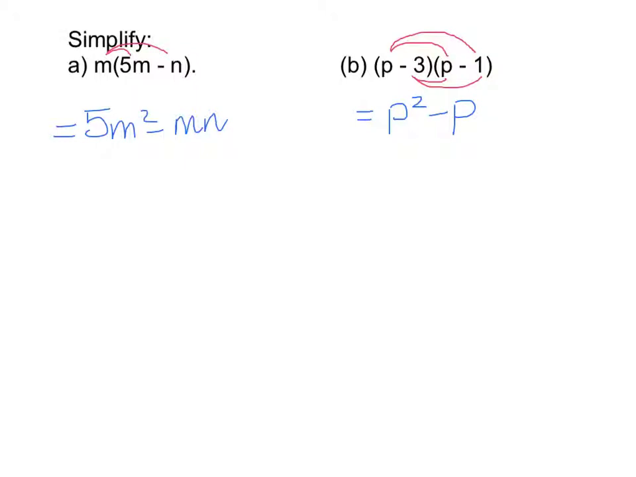So negative 3 times p is minus 3p. Negative 3 times negative 1 is plus 3. And that's me multiplied it out. Now I'm going to tidy it up, and I can see that I've got two p terms in the middle, so they're the ones that I'm going to tidy up. So p squared stays, and I've got negative p minus 3p. So I've got minus 4p plus 3.